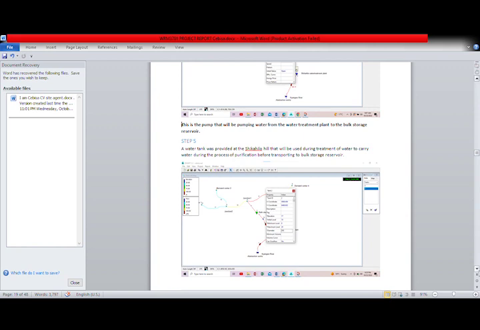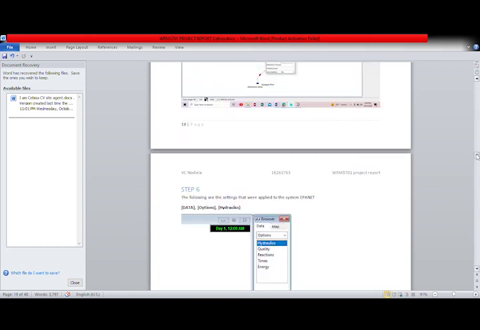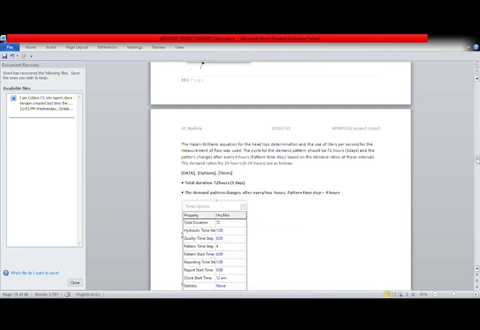Water tank was provided at Shikahilo that will be used during treatment of water to carry water during the process of purification before transporting to the bulk water reserves, as I said. Step 6. The following settings are then applied to the EPANET. As you can see, this is what I have already said before.